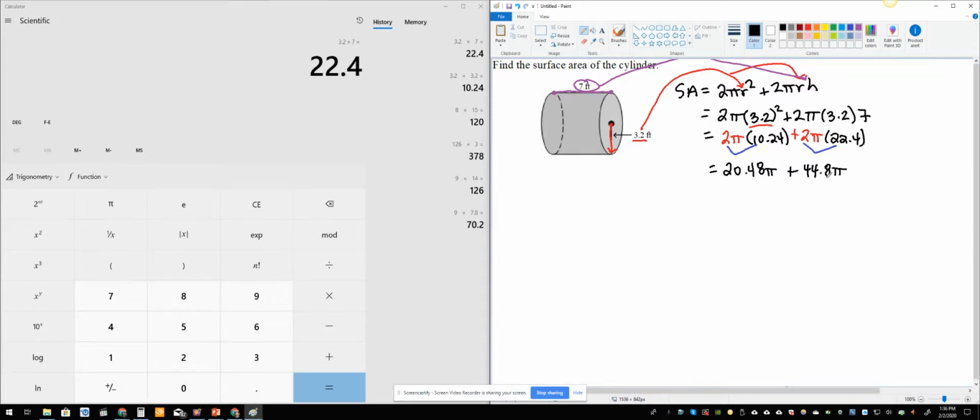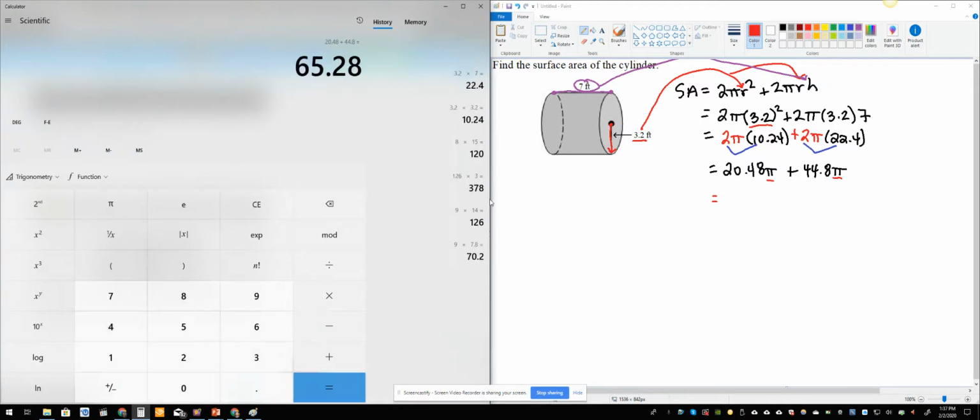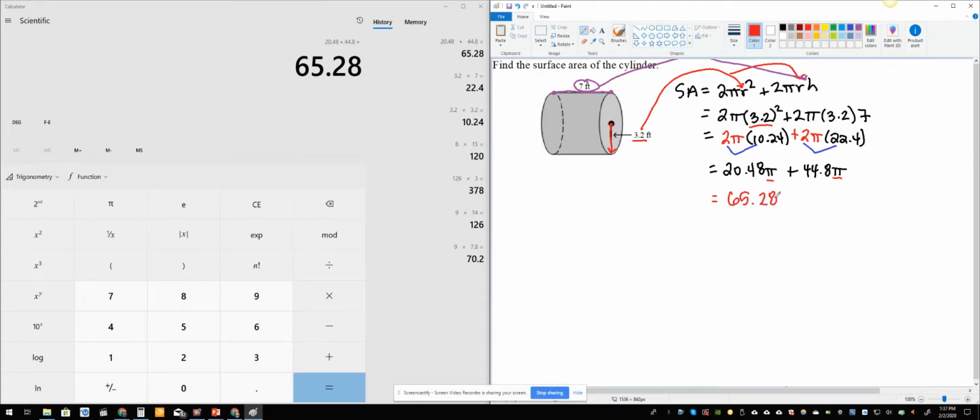Once we've done this, we can combine our like terms because we're going to treat pi like a little variable here. So these are not like terms. We can add these two things together. And again, using our calculator over here, we can see this is going to be 20.48 plus 44.8, and that's going to give us a total of 65.28. So I have 65.28, and then we have to keep the pi at the end here, pi.